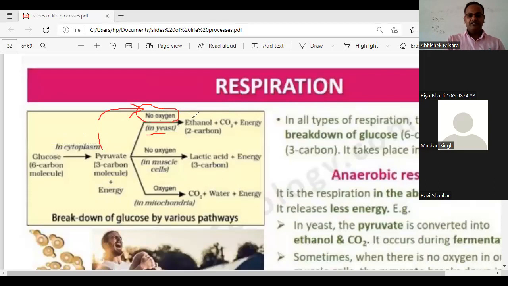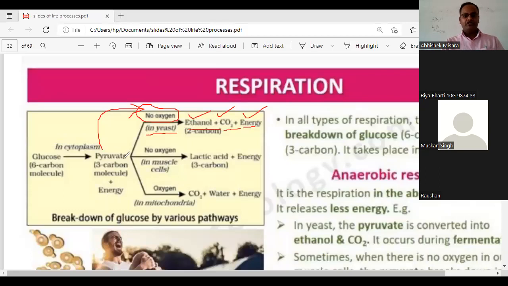The pyruvate is converted into ethanol, CO2, and energy. So this process is called alcoholic fermentation. It is used in the beverage industries. So the pyruvate, in absence of oxygen, which occurs in yeast, gets converted into ethanol, carbon dioxide, and energy, and this process is called anaerobic respiration.